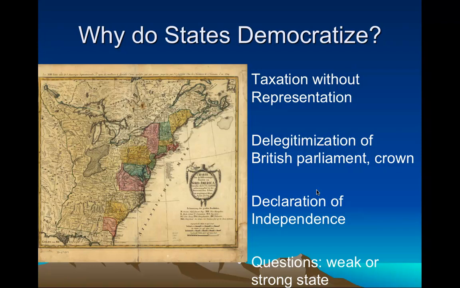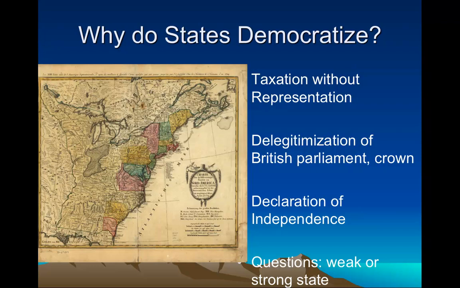So why do states democratize? We've got this idea of evolution versus revolution. In the UK case, obviously, we had a case of evolution. Here in America, we've got the case of democracy as a more revolutionary process with elements of evolution as well.